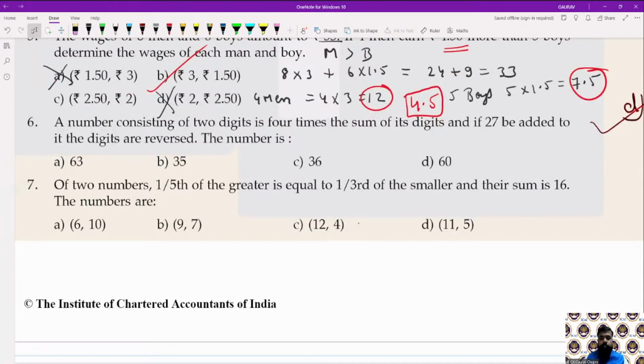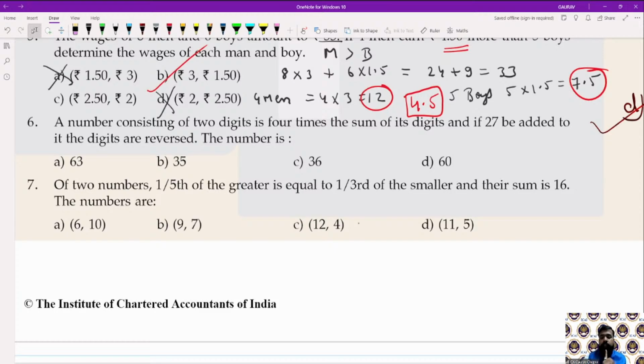Now the sixth one: a number consisting of 2 digits is 4 times the sum of its digits. Now it is similar to question number 4. So there is a 2-digit number. If we add its digits and multiply by 4, it is equal to that number. And if 27 is added, the digits are reversed.